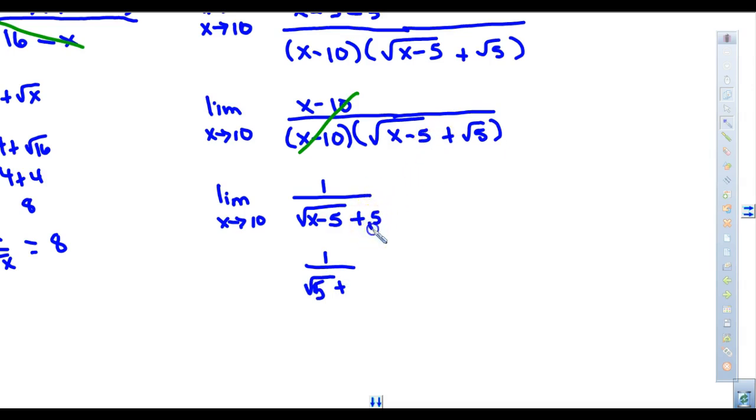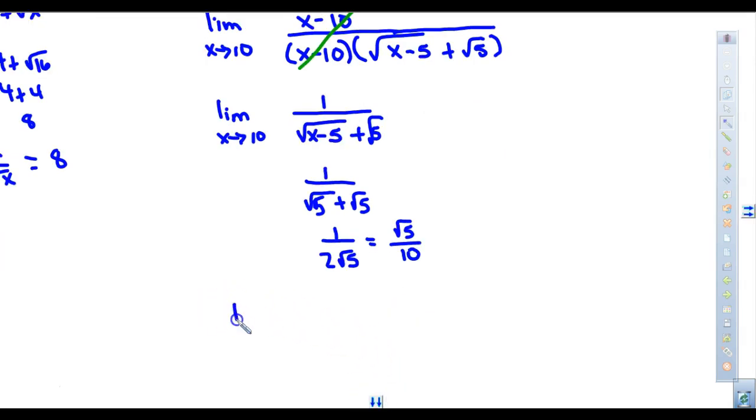Oh, I forgot my radical right there, didn't I? Okay, and that's going to be 1 over 2 square roots of 5. And to rationalize that denominator, I'll get square root of 5 over 10. And that is my answer right there.